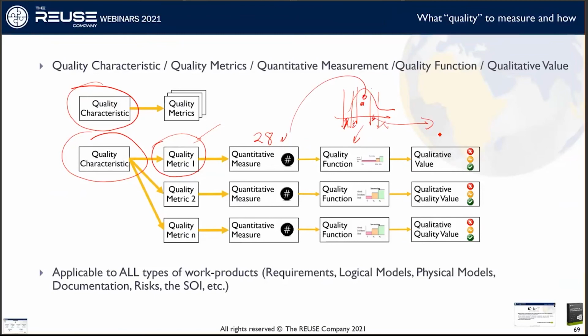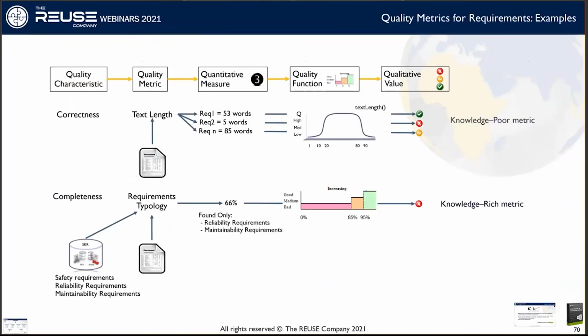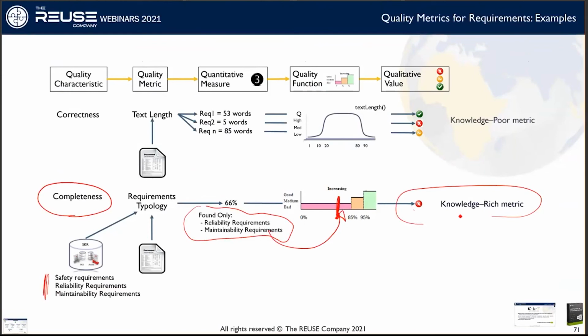And this can be applied also to many different models, not only requirements but many different work products. You have a taxonomy of the different things that you can get into correctness, consistency, completeness. And here's an example: the text length that I showed you, or for completeness in requirements, if you define the number or the types of requirements that you would like to have, and then you find only two types, and this is automatically calculated in RQA, this means that you get 66%, and this puts you here, so this is bad quality.